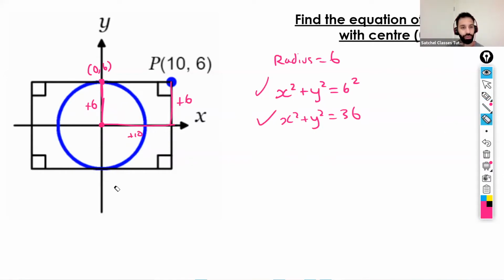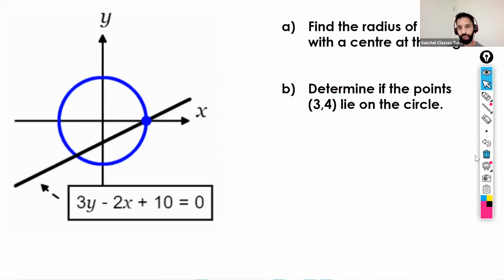All right, so let's do one last example. This one is a little bit trickier. It says find the radius of the circle with a center at the origin. So the center is at 0, 0. And how do we go about doing this? We don't have any coordinates.